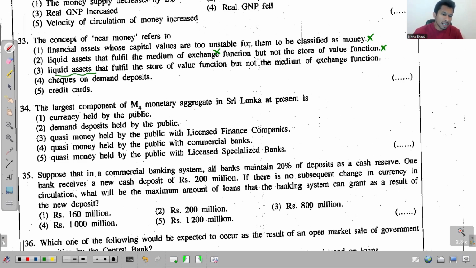The third one, liquid assets, yes, they are liquid and fulfill the store value function, but not the medium of exchange function. 100% true, and that's what we saw in the tutorial as well. The fourth one, checks on demand deposits.